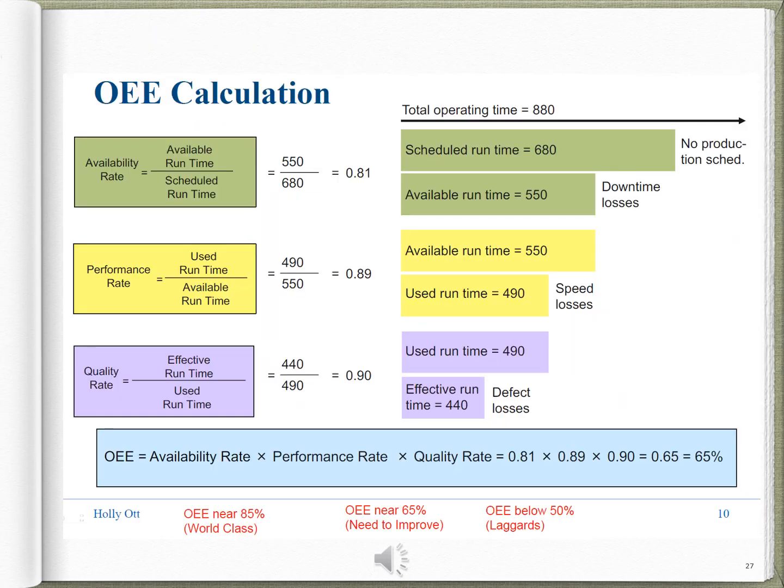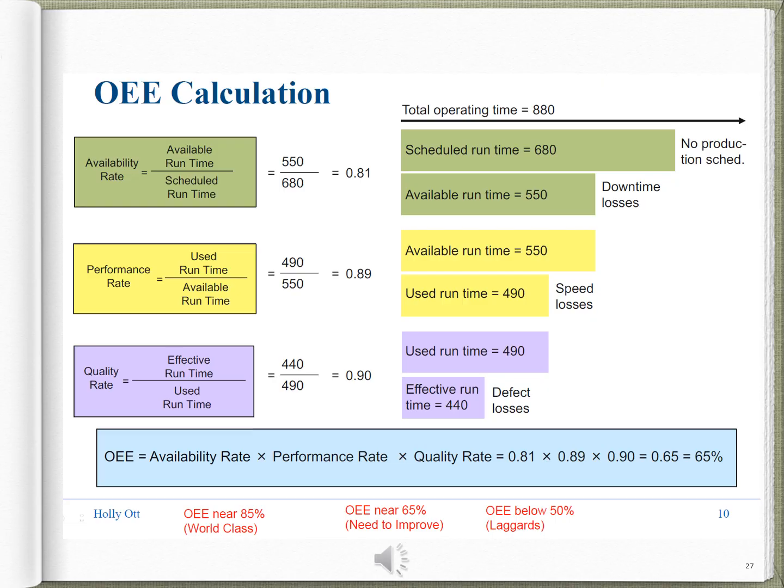This figure shows the results of the availability rate, performance rate, and quality rate, respectively. It also depicts the original operating time and subsequent times due to downtime, speed, and defect losses. The OEE is obtained by multiplying these three values, resulting in an OEE of 0.65 or 65%.